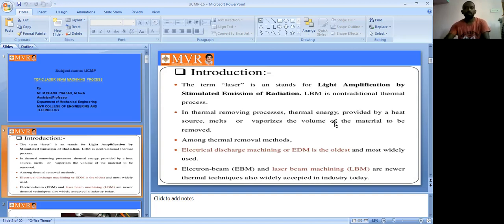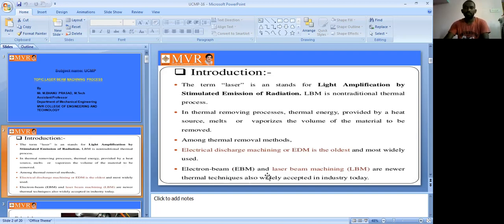Among the thermal removal methods, first we discuss electrical discharge machining, EDM. EDM is one of the thermal removal processes. It is one of the oldest, and this kind of machining process is widely used.